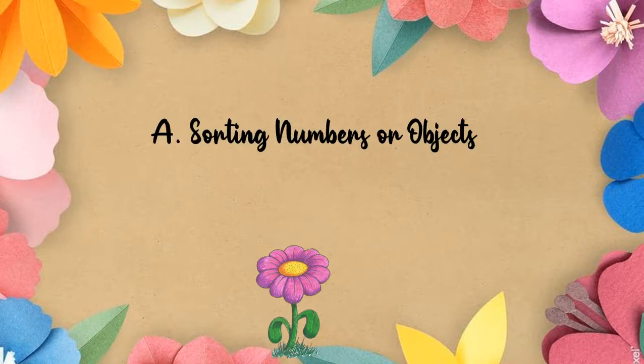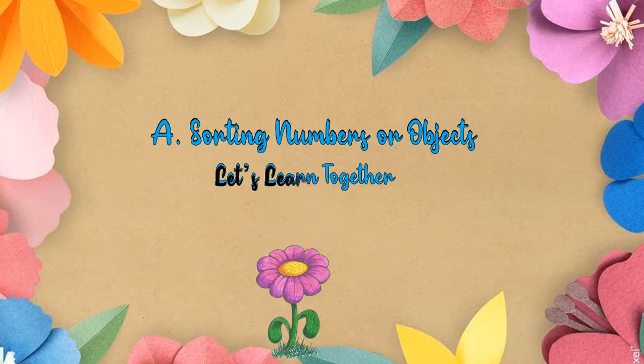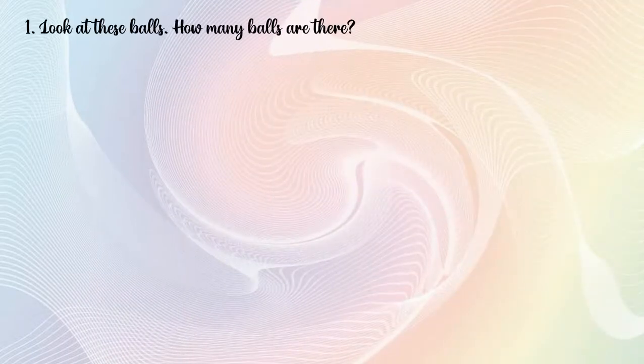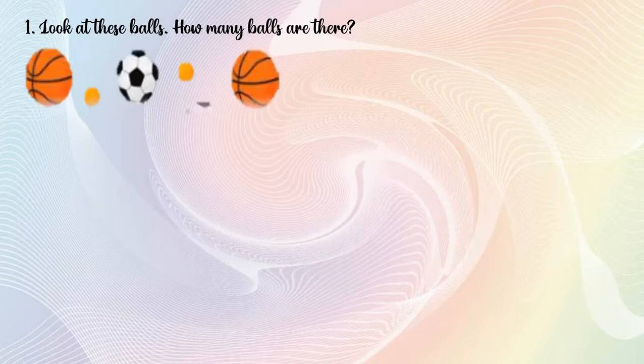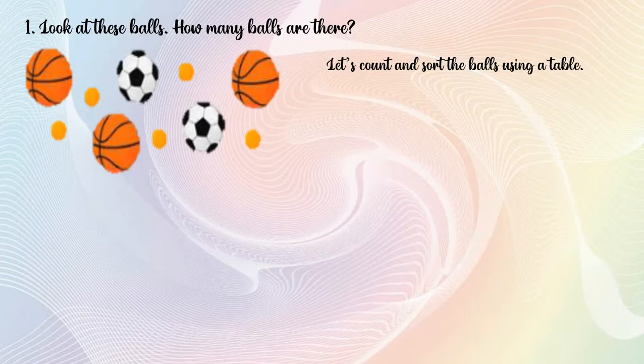In the first point, we will study sorting numbers or objects. Let's learn together. Look at these balls. How many balls are there? Look at here. Can you see balls? How many balls are there? Lihatlah gambar berikut. Ada berapa banyak bola yang kalian bisa lihat? Let's count and sort the balls using a table. Mari kita hitung dan juga kita urutkan bolanya menggunakan sebuah tabel.